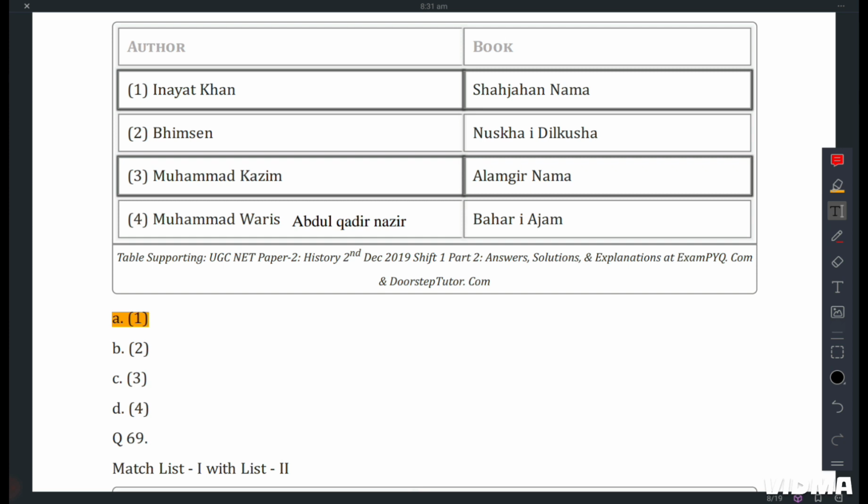Inayat Khan, Shahjahannama, okay, which was originally written in Persian, historical work and account of Emperor Shah Jahan, consisting of numerous stories about his life and achievement. It was translated in English by A.R. Fuller. Then Nuske Dilkhusha by Bhimsen Burhanpuri during the reign of Aurangzeb, and in it he depicts a picture of peace and prosperity and flourishing trade conditions at the beginning of Aurangzeb's reign. Alamgir Nama by Muhammad Kazim. Aurangzeb ordered his court historian Muhammad Kazim to record and compile the history of his reign. Okay.